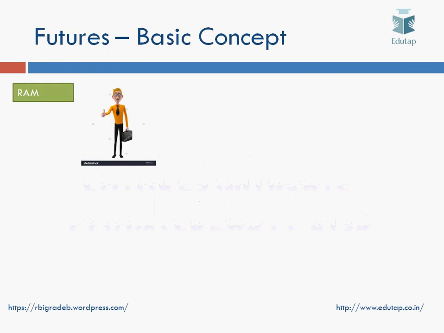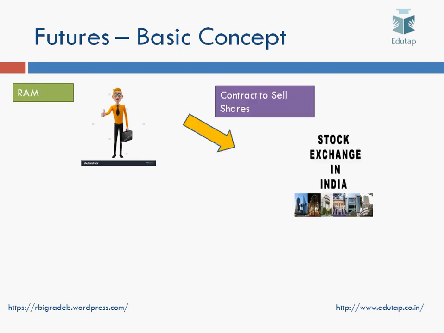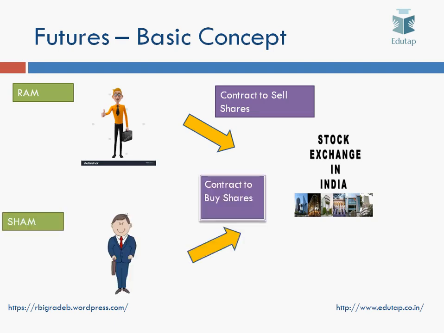So we know that Ram and Sham want to enter into a contract, but the contract in futures which they will enter into will not be directly between both of them. Ram will enter into a contract with the stock exchange to sell those shares, and Sham will enter into a contract with the stock exchange to buy those shares in future. And they do not know each other. They are unknown to each other. They are just carrying out the transaction which needs to be concluded in future with the stock exchange.